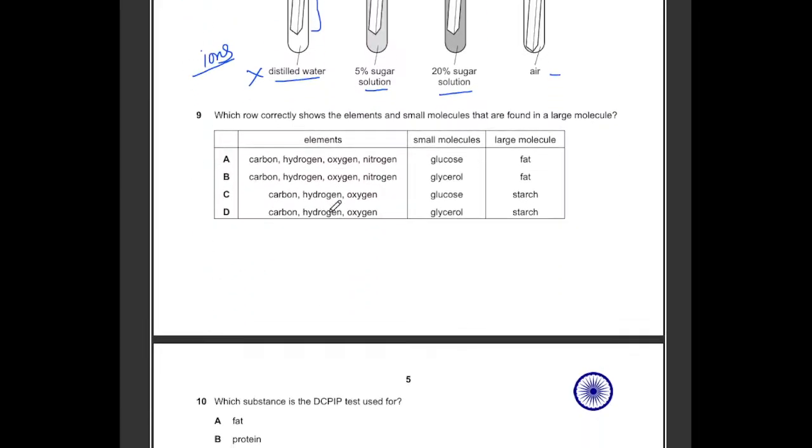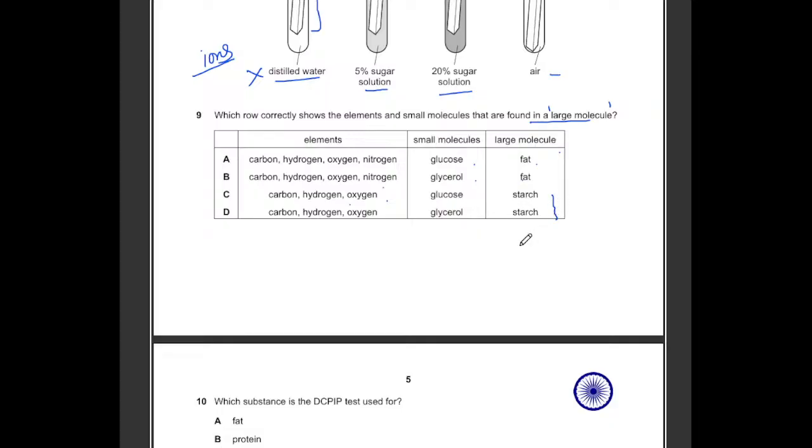Moving to the next one: which row correctly shows the element and small molecule that are found in a large molecule? Here it is: carbon, hydrogen, oxygen, nitrogen, small molecule glucose, large molecule fat, right? So these are the options now. Carbon, hydrogen, oxygen, nitrogen, glycerol, fats. Carbon, hydrogen, oxygen, starch and starch. The large molecule compared to the fat is basically starch.